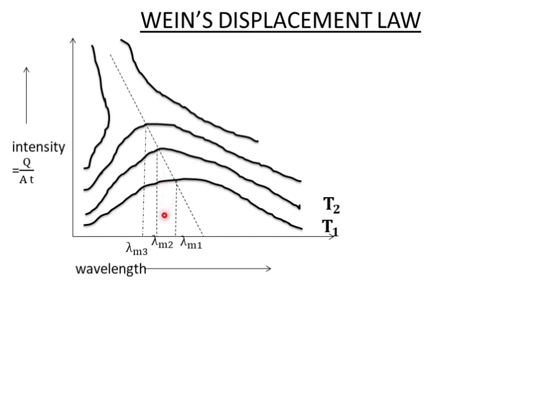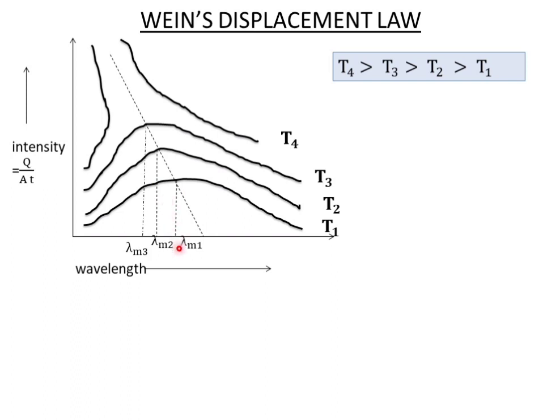Similar is the case with a black body at temperature T3. Here also we have a lot of radiations of different wavelengths, but radiation of wavelength lambda m3 is emitted more compared to others. Similar is the case with another black body at a higher temperature T4. T4 is greater than T3.